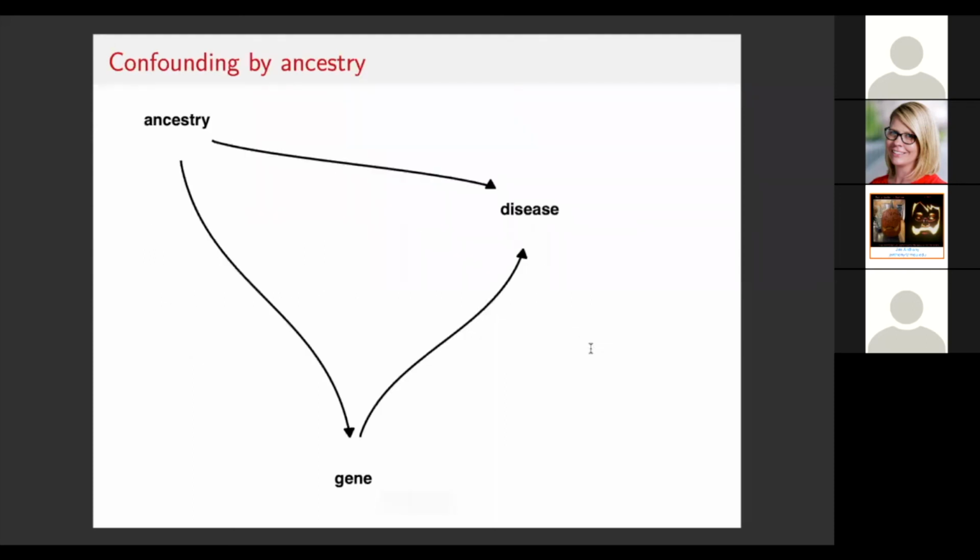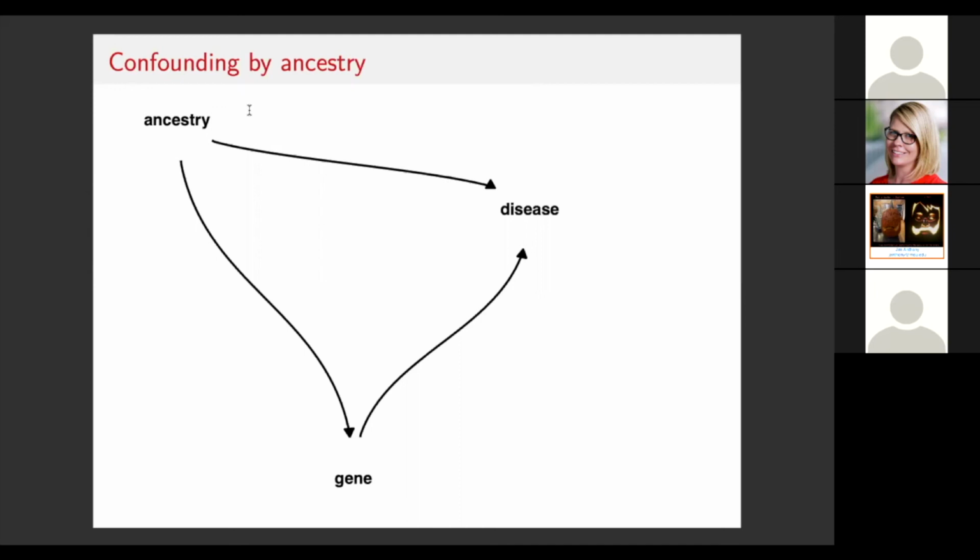So here is another scenario, the confounding scenario by ancestry. As I was mentioning earlier, there is a gene of interest that we want to know whether it is causing a disease of interest. And one of the things that we have to be careful about is whether there is some confounding due to shared ancestry or genetic relatedness or familial relatedness.